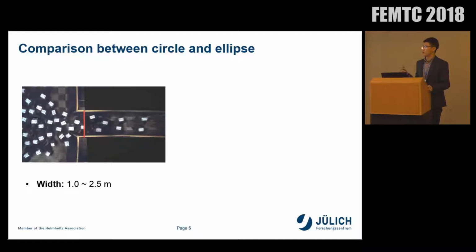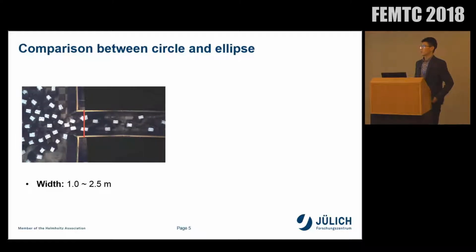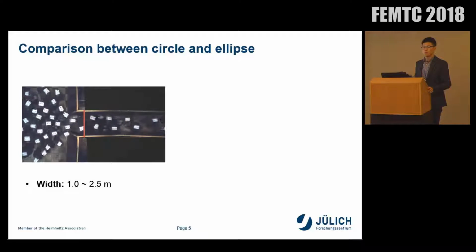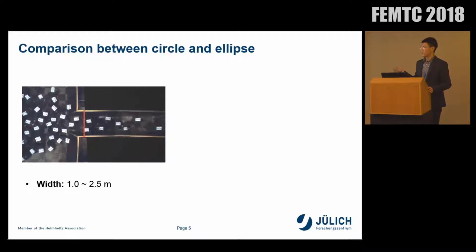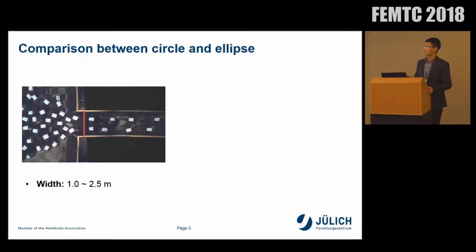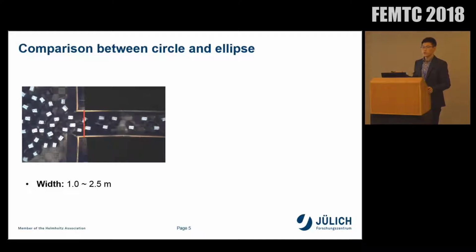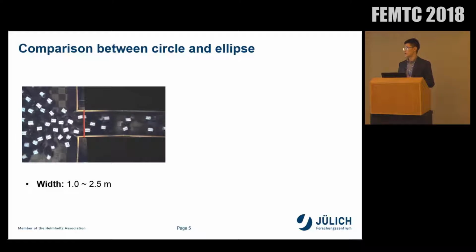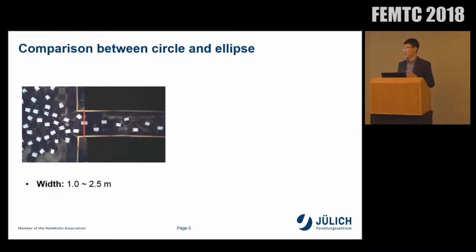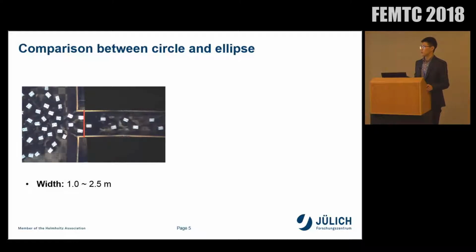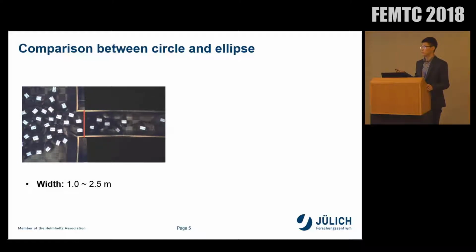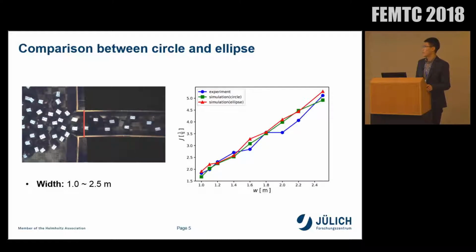After making the extension, firstly, we calibrate these models with different shapes using the experimental data from the bottleneck scenarios. This video shows the bottleneck scenarios. We change the width of the bottleneck from 1 meter to 2.5 meters, to get the relation between the flow through the bottleneck and the width of the bottleneck. The result of validation is given in the right figure.